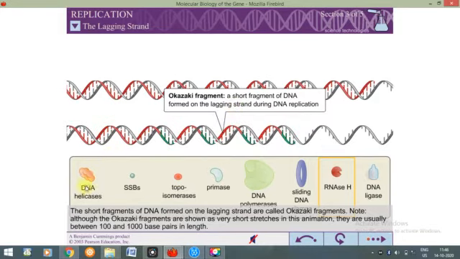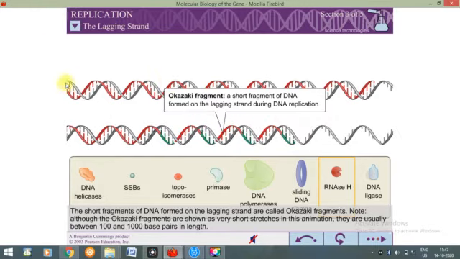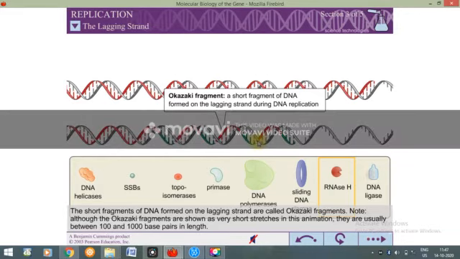So you can see what's written here. The short fragments of DNA formed on the lagging strand are called Okazaki fragments. Now these are short fragments of DNA which are present on the lagging strand. But on the other hand, if you see in the leading strand, there are no such short fragments because the process is continuous. The process is fast and continuous in the leading strand. That's why it's called leading strand. But on the other hand, this process on the lagging strand is relatively slower.